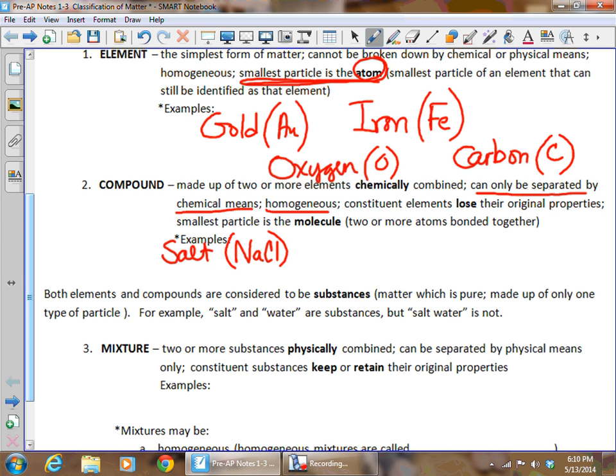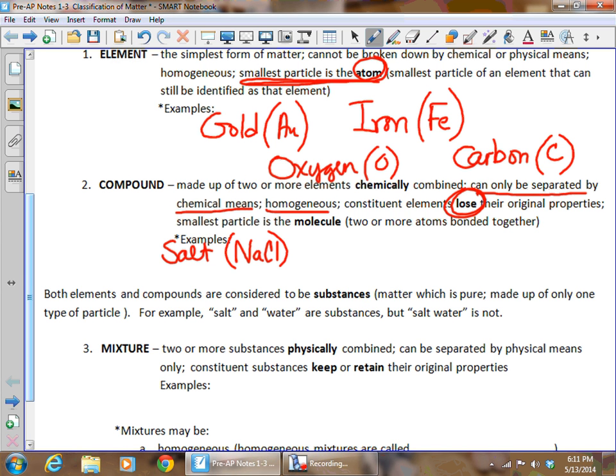And the reason is because when we put the sodium and chlorine together and bond them together, they lose their original properties. There's something new, there's something different. The smallest particle of a compound is generally called a molecule. We'll get more into some variations on that later. But in general, we think of compounds as being formed from molecules, two or more atoms that are bonded together.